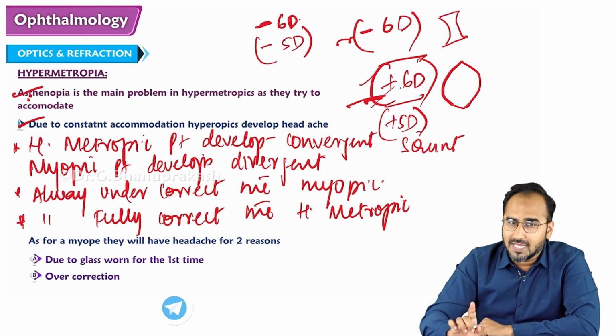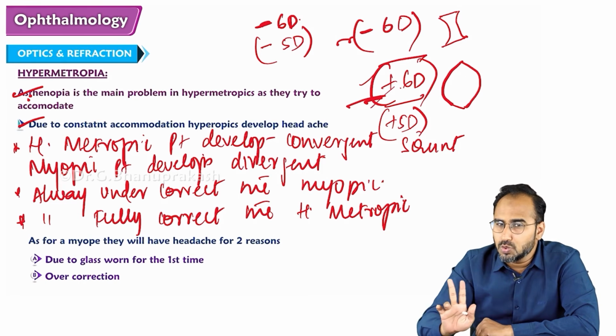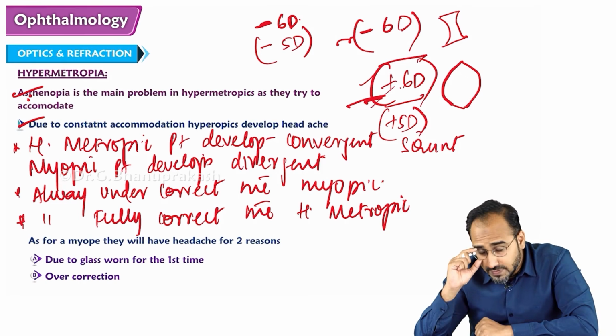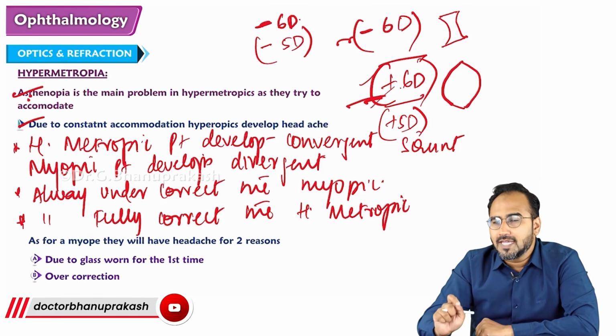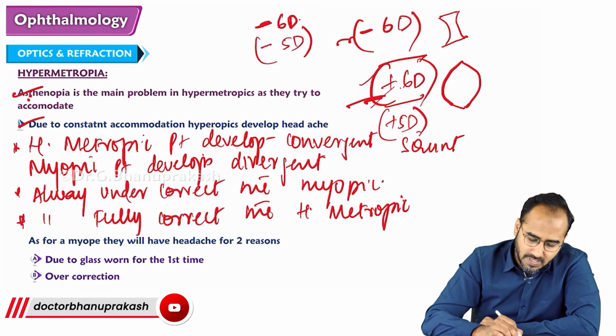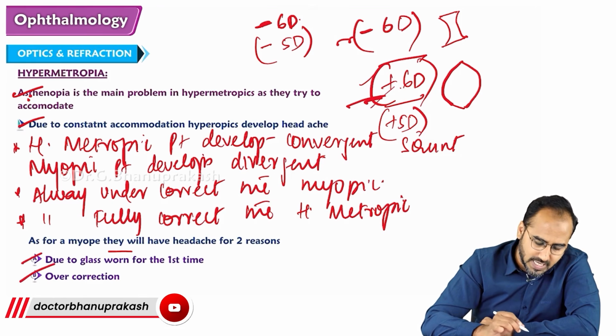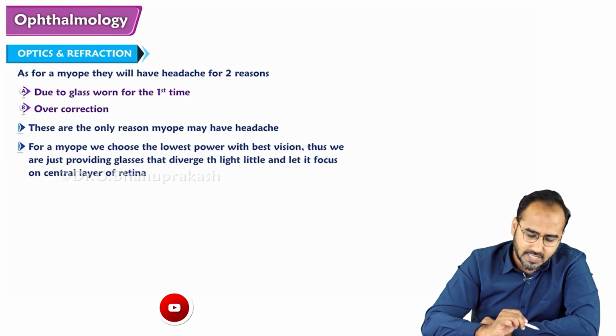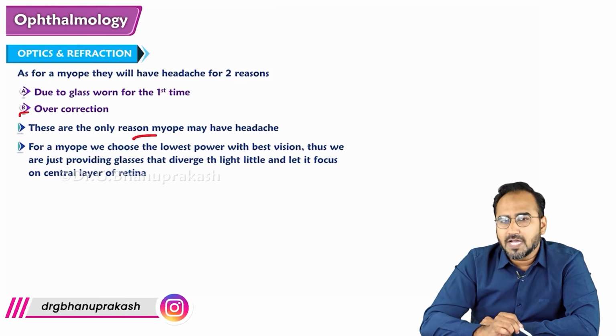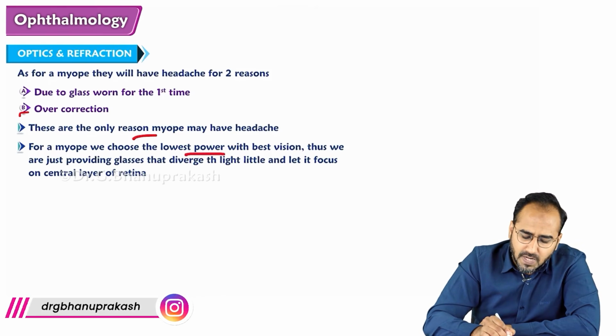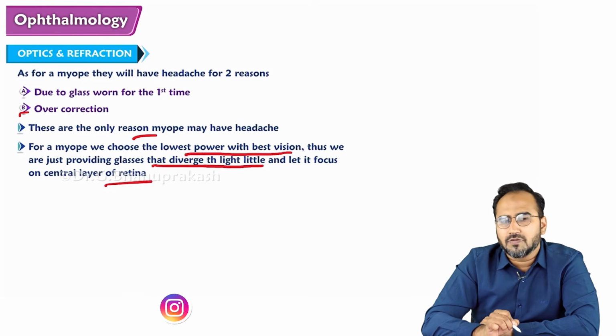If a myopic is complaining of headache, there are two reasons. Either he is wearing the glasses for the first time, or he is fully corrected. So remember, for a myope, there are these two reasons for headache. Okay. So remember, guys, for myopia, we choose the lowest power with best vision, providing glasses that diverge the light rays and focus on the central part of the retina.